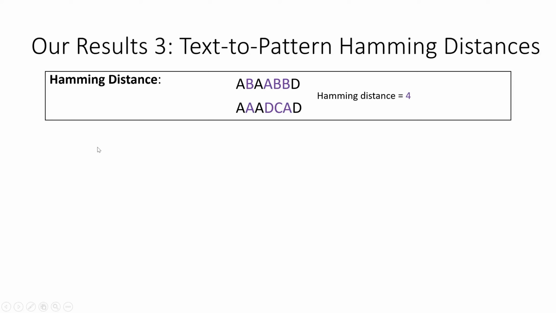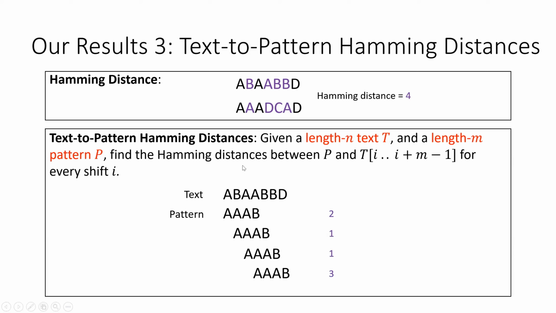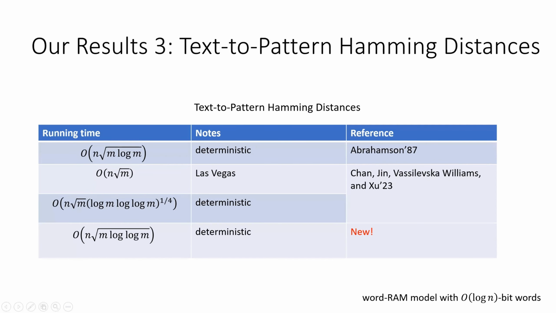Now let's mention our third result on a different problem, which is called text-to-pattern Hamming distances. The Hamming distance between 2 strings is defined as the number of differing coordinates in the strings. And in this problem, we are given a length n text t and a shorter length m pattern p. And we want to find the Hamming distances between the pattern p and every shift of the pattern inside the text t. Here is an example. This is a very classic problem in the field of combinatorial pattern matching.